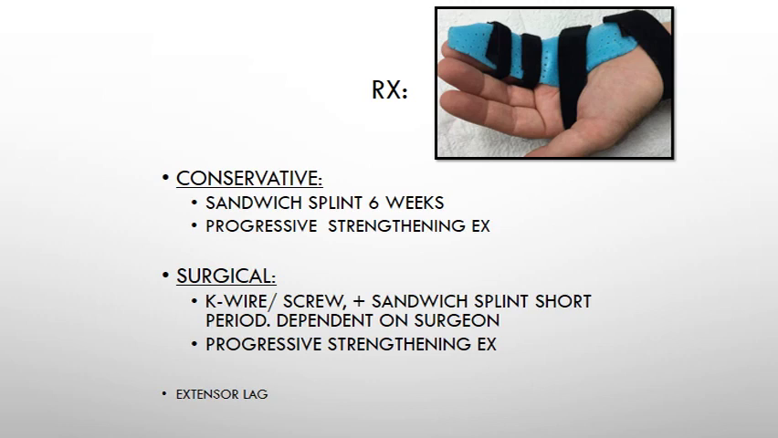And then commence slow, active mobilization after the splinting period, according to the doctor's protocol, and progressive strengthening, not early strengthening, before 7 to 8 weeks. Surgical management can be done with K-wires or screw fixation, and then a short period of sandwich splint. But normally not 6 weeks after surgery, that is more for conservative management. And then slow progressive strengthening. Always remember that you do not want to start squeezing any balls or therapy too soon. All right, strengthening only from 7 to 8 weeks after a hand fracture.